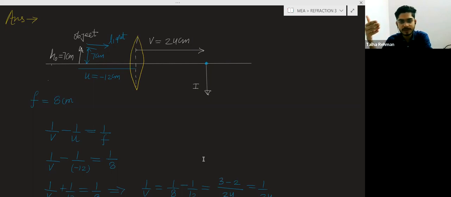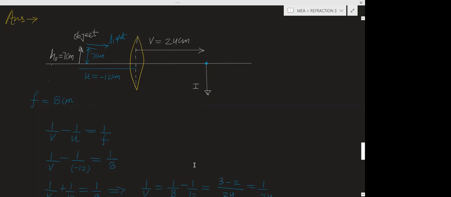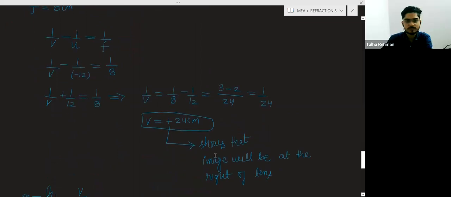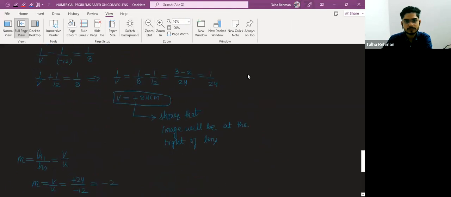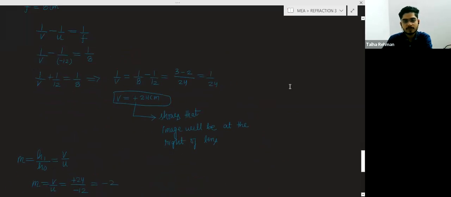While you are solving the numerical, read the numerical properly. Martin, have you completed the diagram? Yes, sir. Okay, so I am scrolling down. Please write down fast. I have one more numerical, and that numerical is very easy.